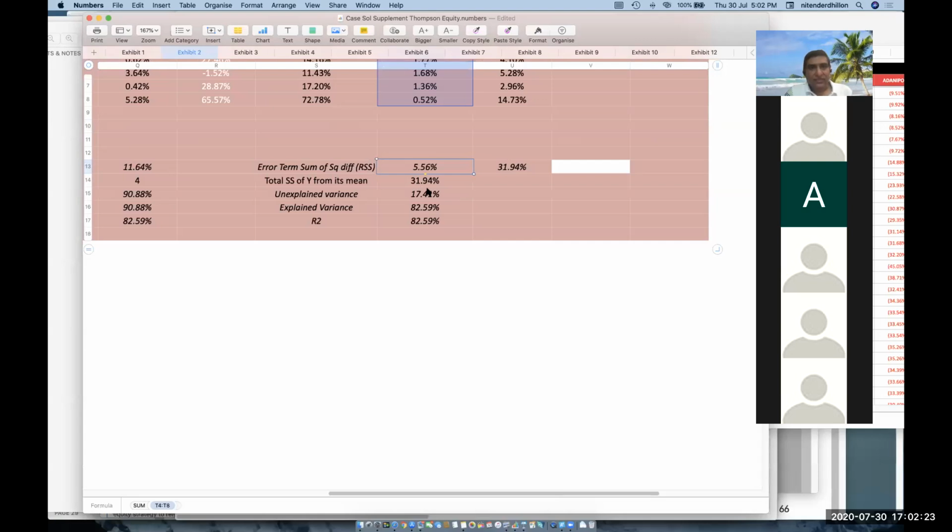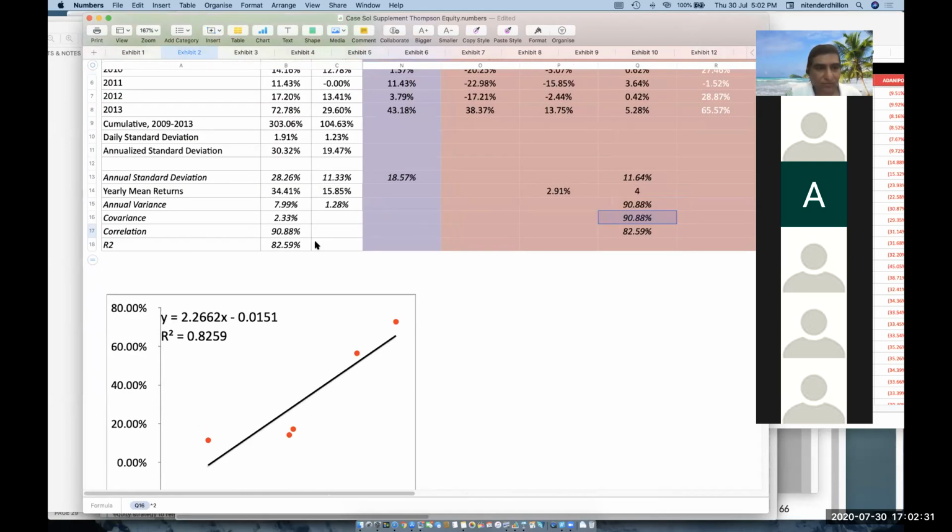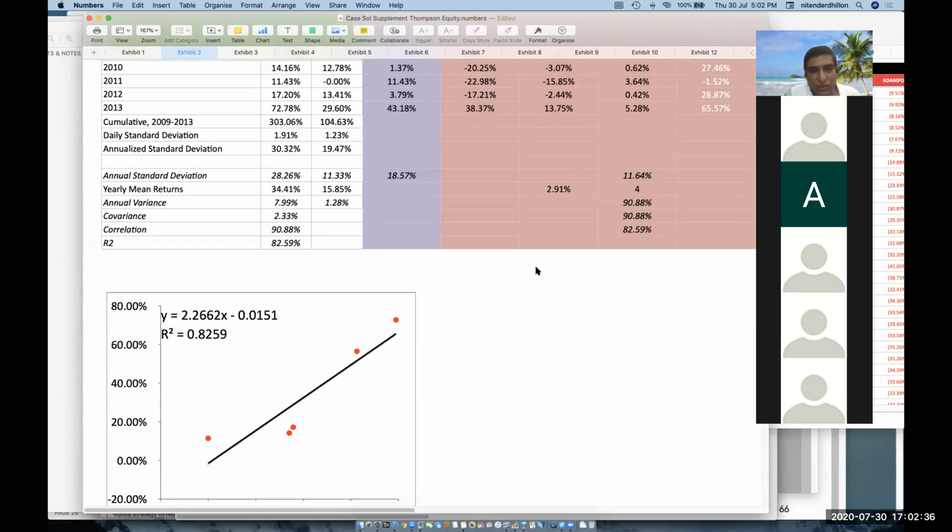So now if I look at it, 17% is unexplained, that means explained is how much by default? 82%. And this 82% is what you'll notice is the R square. So now make a sentence with 82% and tell me what does R square as a concept mean?